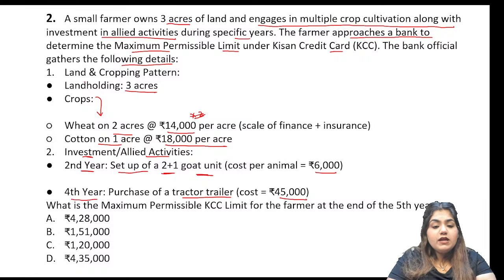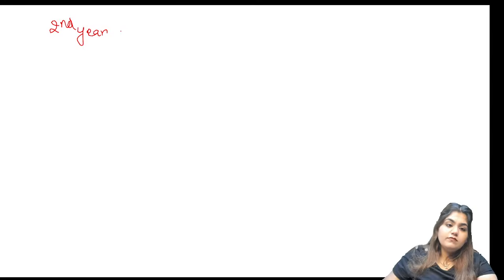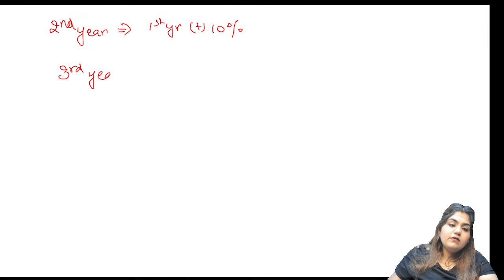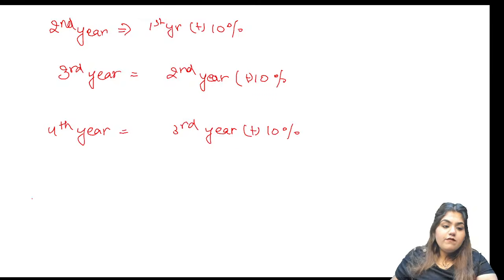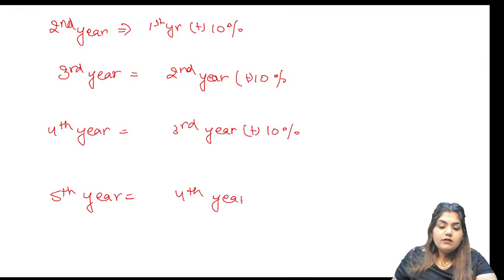Second year, third year, fourth year and fifth year rule is: second year में first year plus 10%. Third year में it will be second year plus 10%. And fourth year में it will be third year plus 10%. Fifth year में भी it will be fourth year plus 10%. What is this 10%?